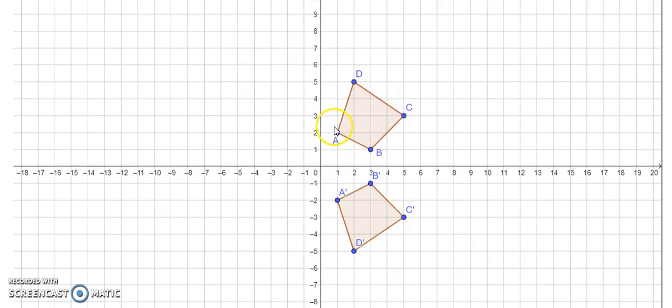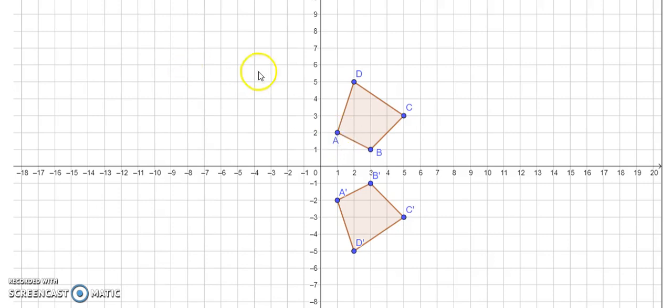So I can see that from the x-axis to A, I've gone 2 units up, and from the x-axis to A prime, or to my image, it's 2 units down. Same thing for B: B goes up 1, B prime goes down 1. C goes up 3, C prime goes down 3. D goes up 5, D prime goes down 5. So I can see that whatever my distance is from my line, I'm going to cross the line the same distance to create my image from my pre-image.